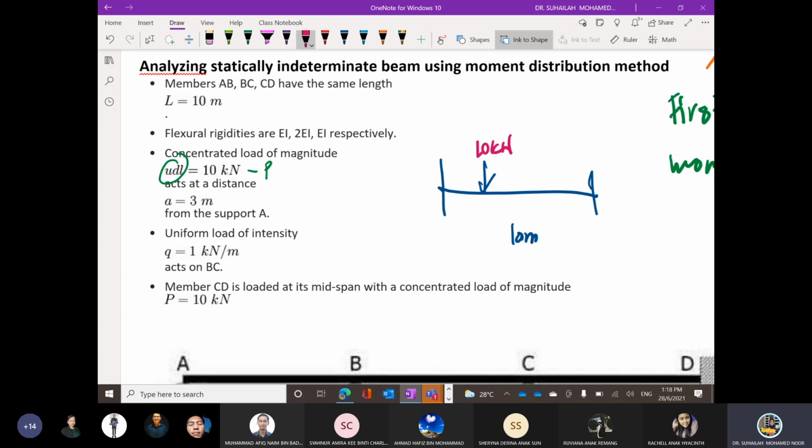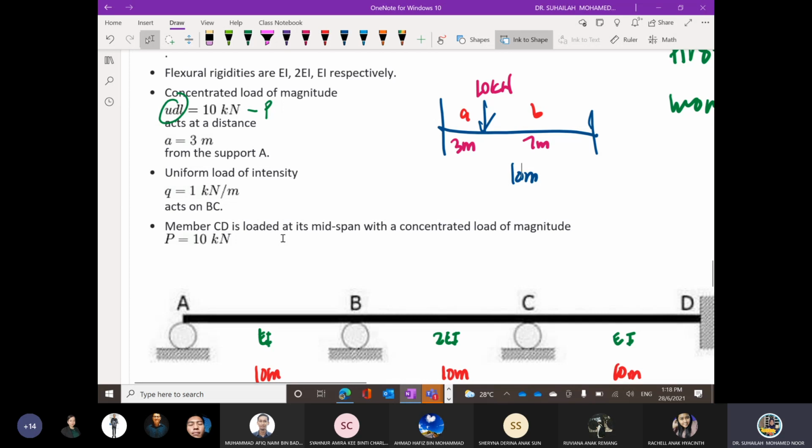The distance: here is A, here is B. So A is equivalent to 3 meter, so the remaining is 7 meter from support A. Then there is a uniform load of intensity Q. The unit is in kilonewton per meter, so this one is 10 kilonewton, and then we have a magnitude of 1 kilonewton per meter here.